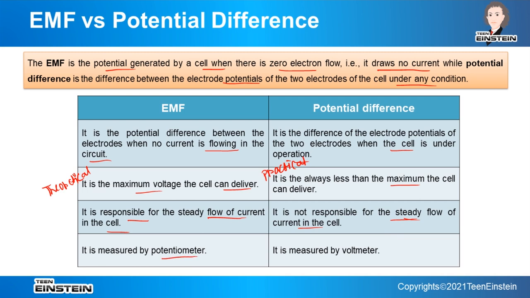And the last difference is the instrument by which these two are measured. EMF is measured by a potentiometer, but potential difference is measured by a voltmeter. So this is the very minute difference between EMF and the potential difference. Though both are sometimes used to convey the same meaning, we have to remember that there is a very slight difference. These two are not exactly the same.